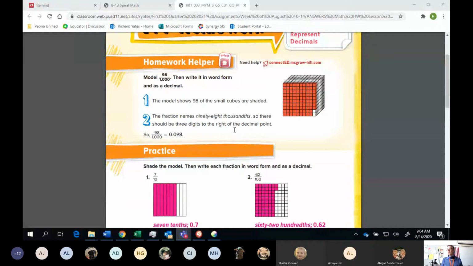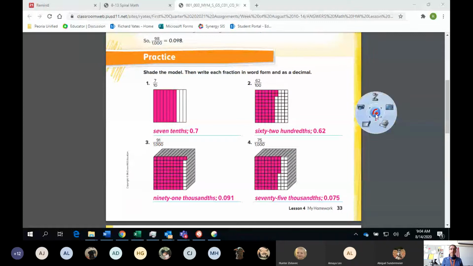Right now on your homework, you should have the page that says practice on it. Where it says practice, I want you to look, and we're going to keep comparing the answers here where it says shade the model. I did want you to shade the model for this number 1, number 2 are the ones I wanted you to shade the model. That means I wanted you to draw the model and shade it if you weren't able to print it out.